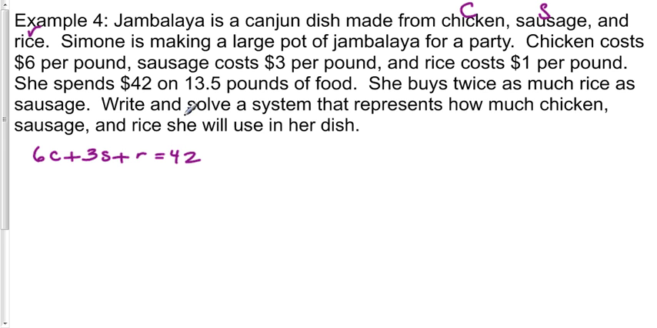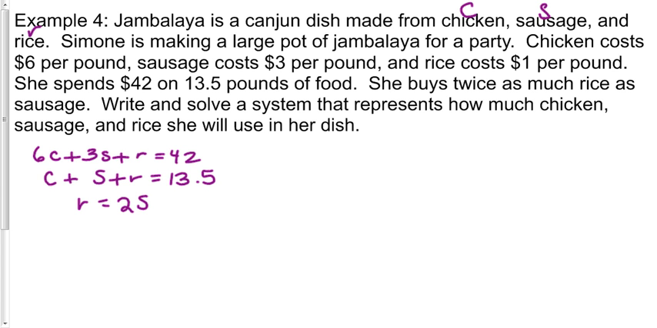Now we know that there was a total of 13.5 pounds of food, so that means C plus S plus R equals 13.5. And then we need one more equation here, because if you have three variables, you need three equations, and it comes from this next sentence. She buys twice as much rice as sausage. So that means the amount of rice equals 2 times the amount of sausage. So R equals 2S. There's our three equations for this system, and it's actually a pretty easy one to solve.